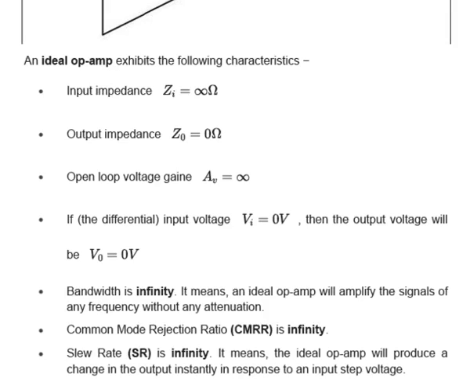Bandwidth is infinity. It means an ideal op-amp will amplify the signal at any frequency without any attenuation. Common mode rejection ratio is infinity. Slew rate is also infinity. It means the ideal op-amp will produce a change in the output instantly in response to an input step voltage.